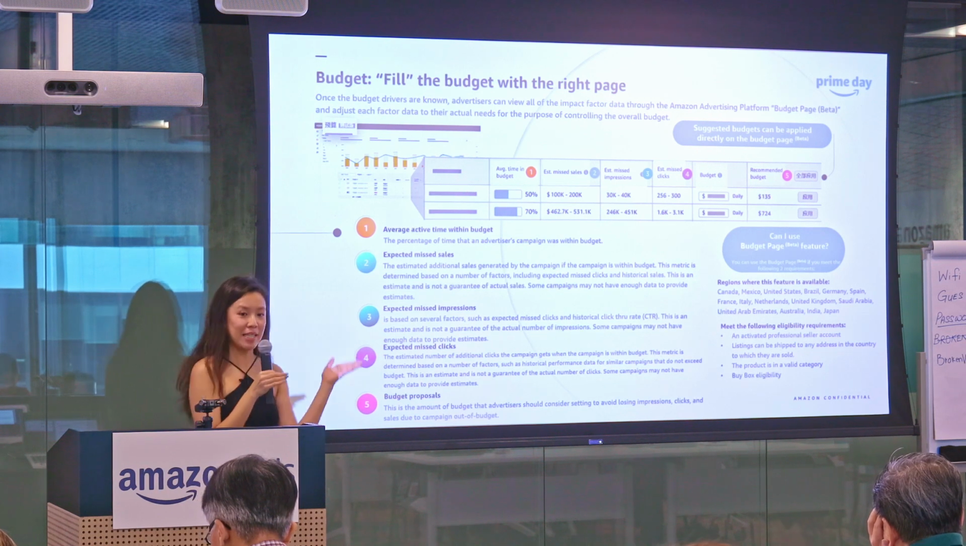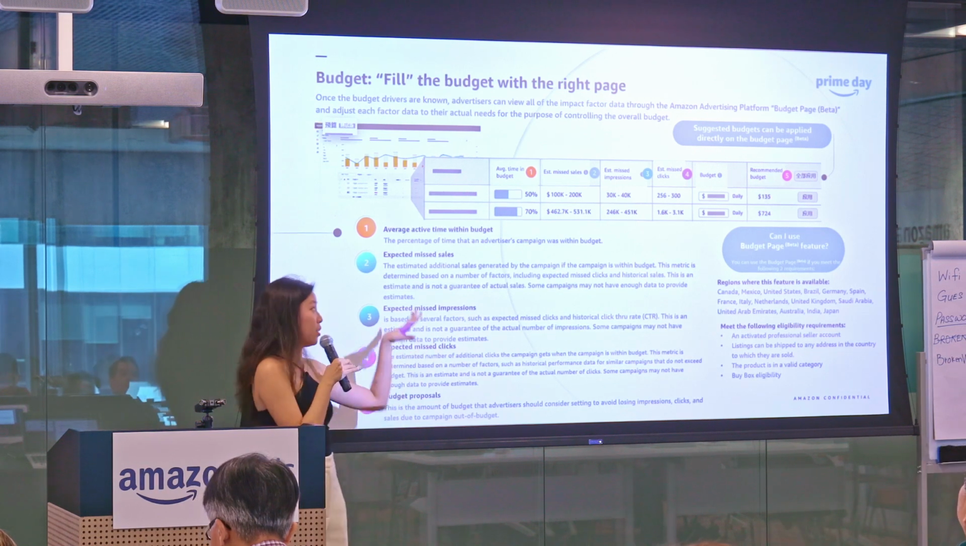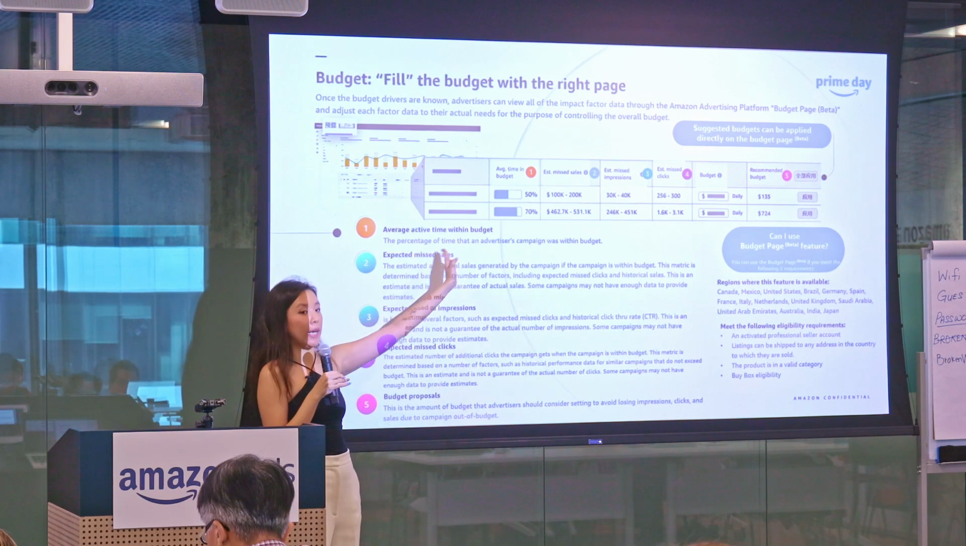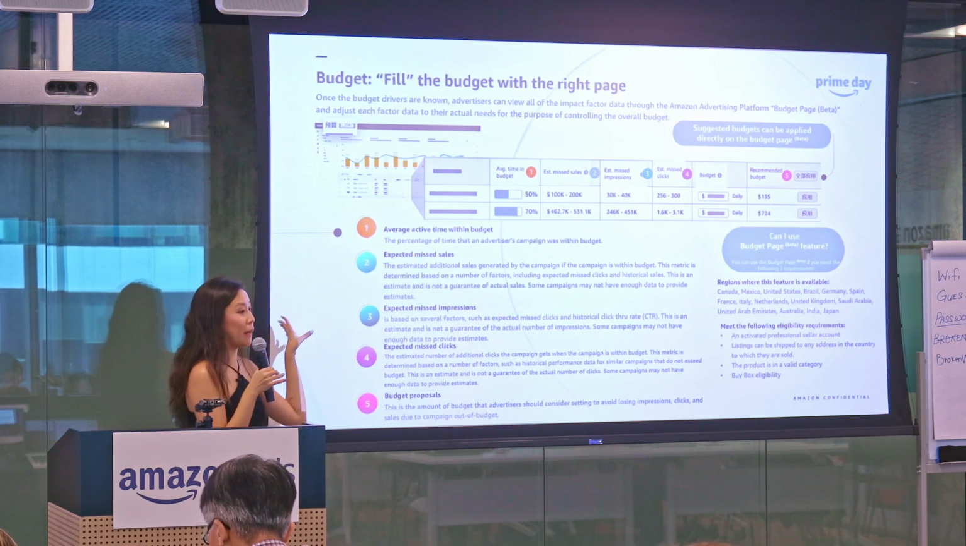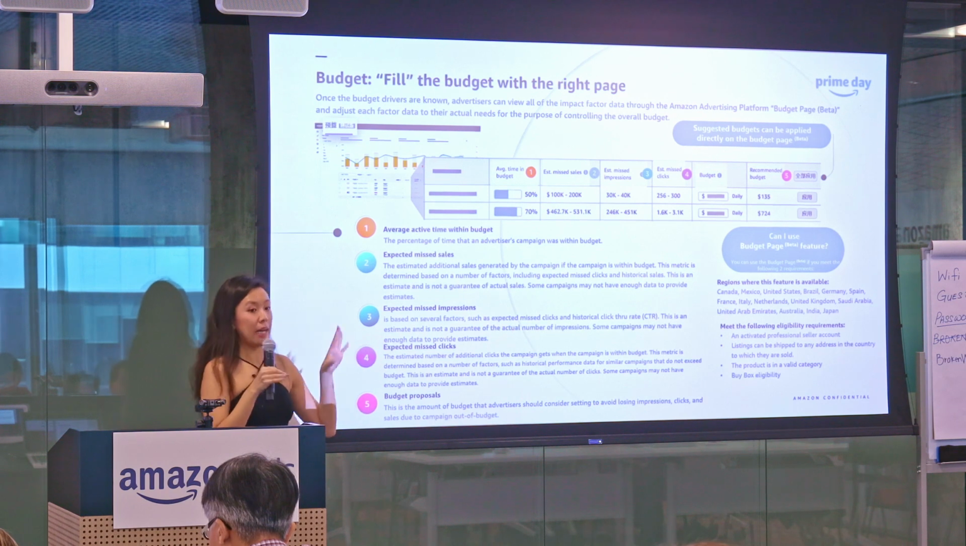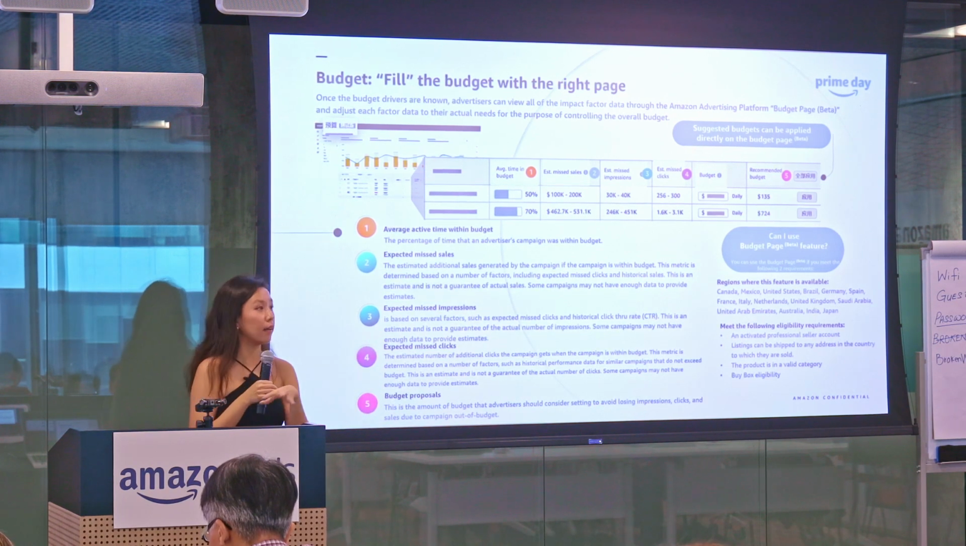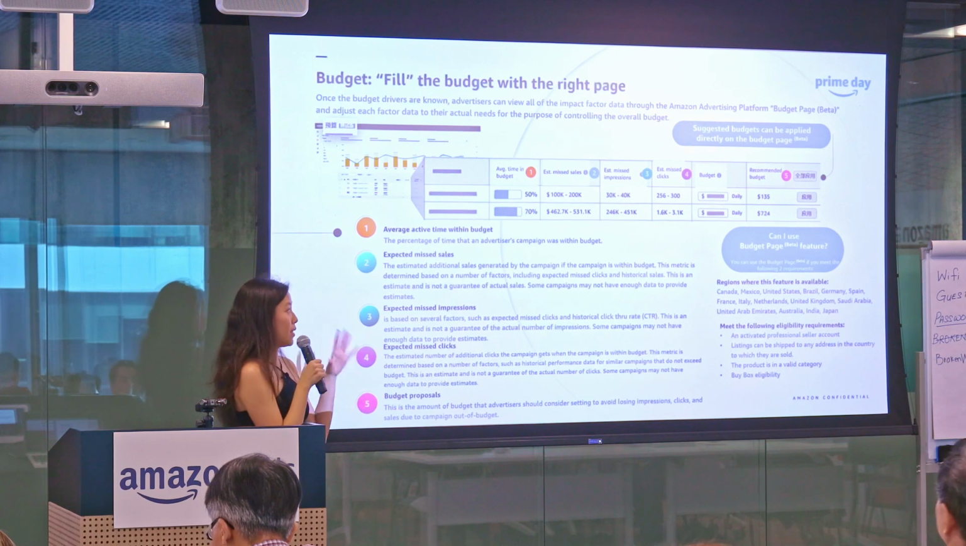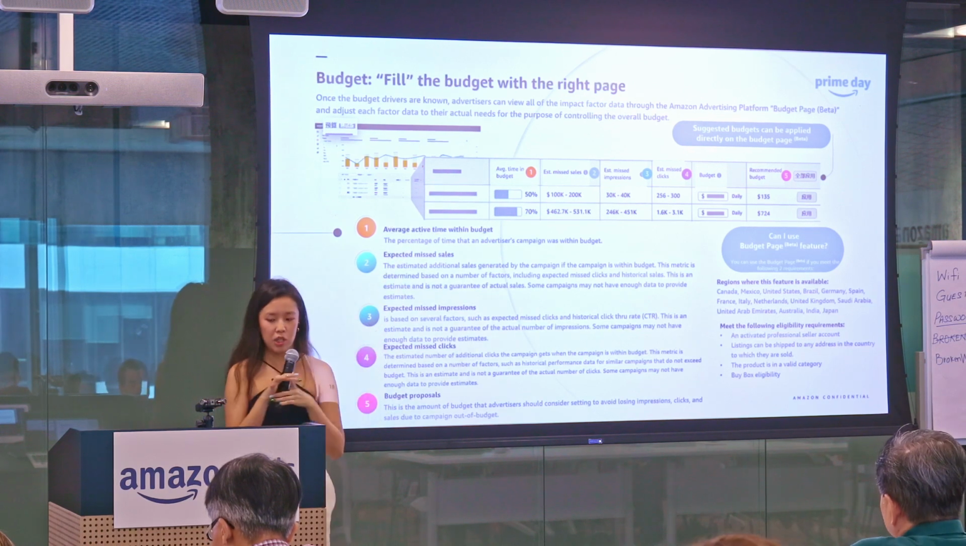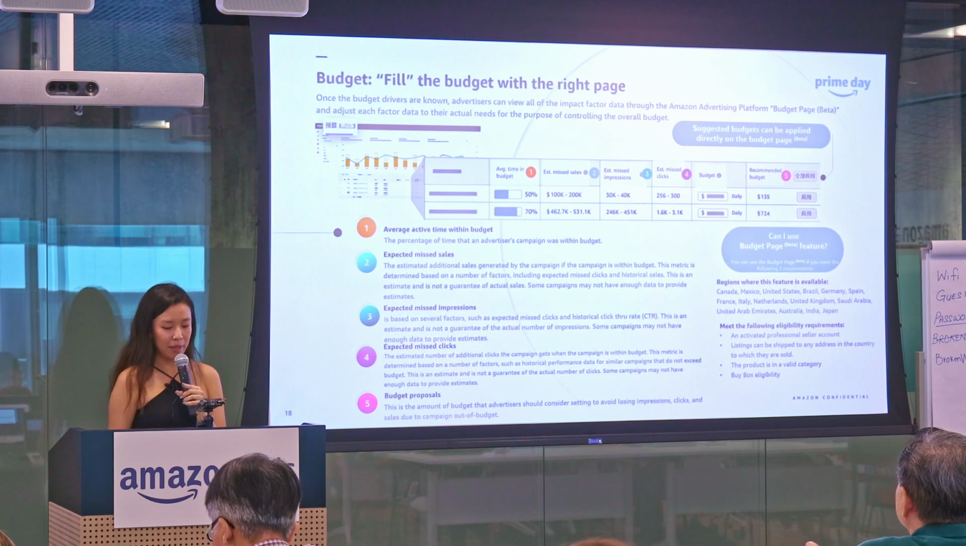Start with a 10% increase and then monitor to see if you're constantly going out of budget. If you keep going out of budget 50%, 100% of the time, then of course you need to start slowly increasing your budget. I would say definitely keep track of this page, especially leading up towards Prime Day.